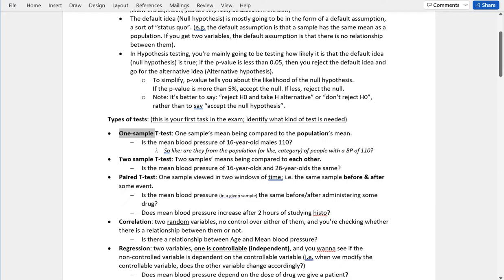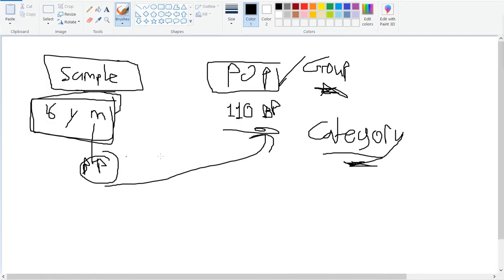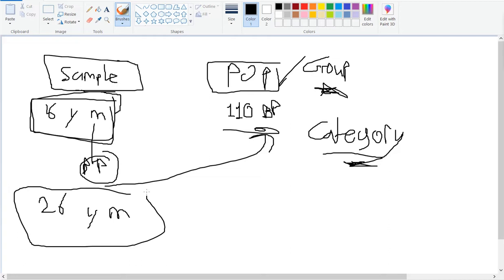A two-sample t-test means you're comparing two samples, not to the population, but to each other. So you'd have, say, 16-year-old males and 26-year-old males, and you're not comparing 16-year-old males to the category of 110 and 26-year-old males to the category of 110.